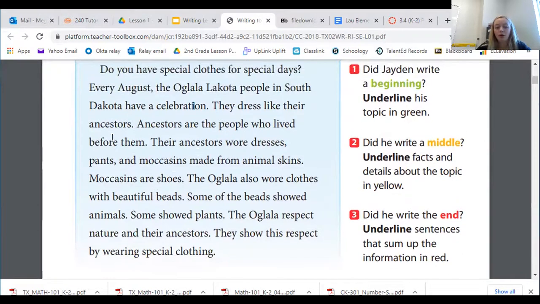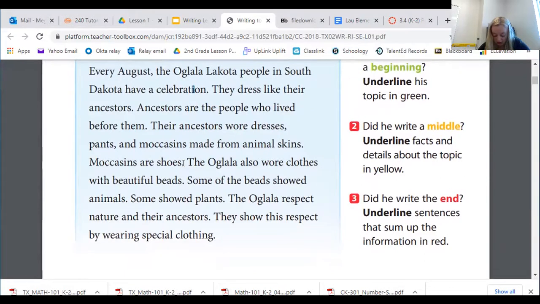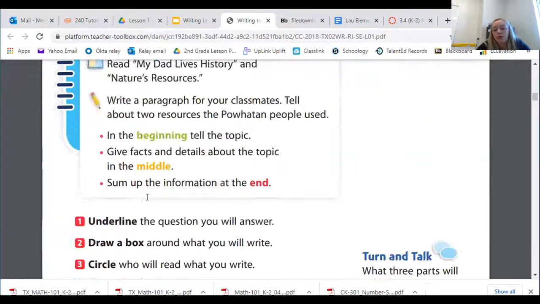So if we look towards the middle of our paragraph, I think one fact that Jaden includes in the middle would be that the Oglala wore clothes with beautiful beads, because that's a detail that adds to his topic in the middle. And he also goes into even more detail by telling us that the beadwork designs showed animals and plants, where he says some of the beads showed animals, some showed plants. So we are turning back to page 24.